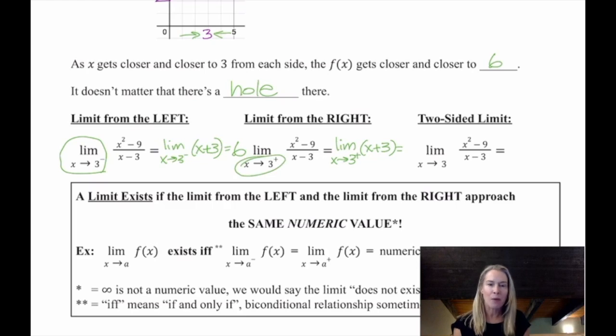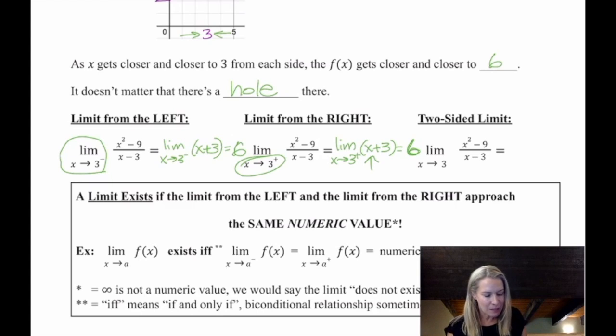Likewise, as we come in from the positive side, something just above 3, 3.00001 for instance, we plug that in for x, and our limit is going to then be 6.00001. So from the right-hand side, the closer the x value gets to 3 from the positive side, the closer the output value gets to 6.